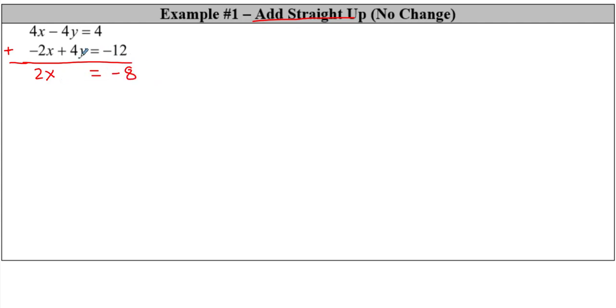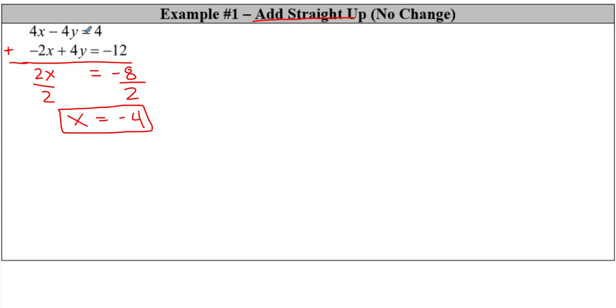Okay, now you can see we've gotten rid of the y term. We are now down to just an x term. We can go ahead and solve this like we've always solved. We're going to divide both sides by 2, and we get x is equal to negative 4. Really simple.